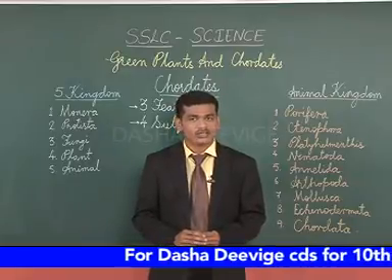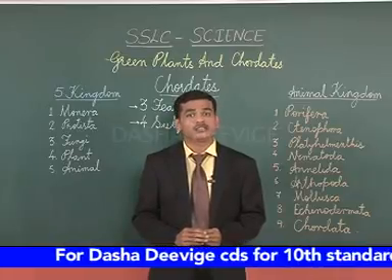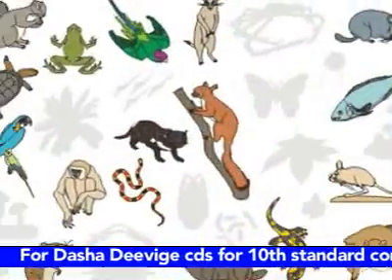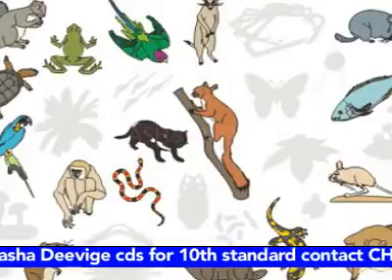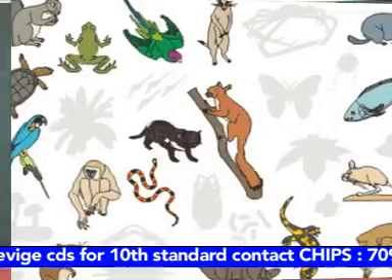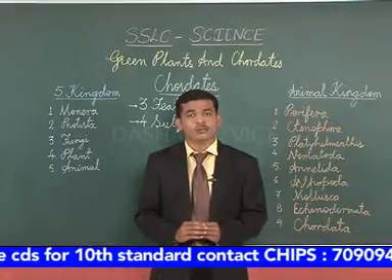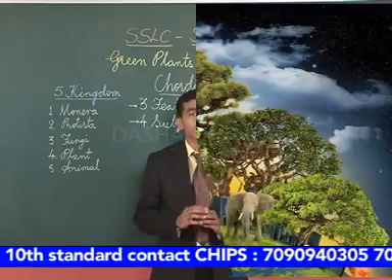Dear students, in this session, we shall be discussing green plants and chordates. Already in the last class, you have learnt about green plants. Now, let us focus on chordates. In this universe, probably the Earth is the only planet where life exists.